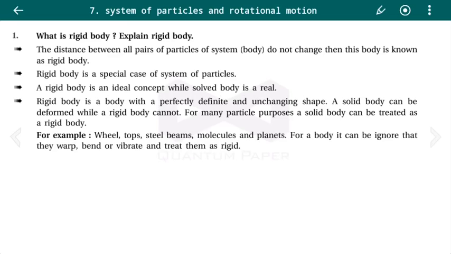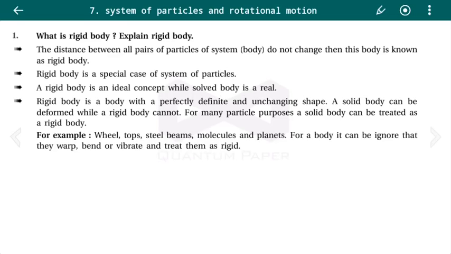So what is a rigid body? Explain rigid body. This term is new for you because till now we have studied about the solid body, right? Solid is something that will be having closely packed atoms, right? And here, if the distance between all pairs of particles of the system does not change, then this body is known as a rigid body. This is the main difference between the rigid body and solid body.